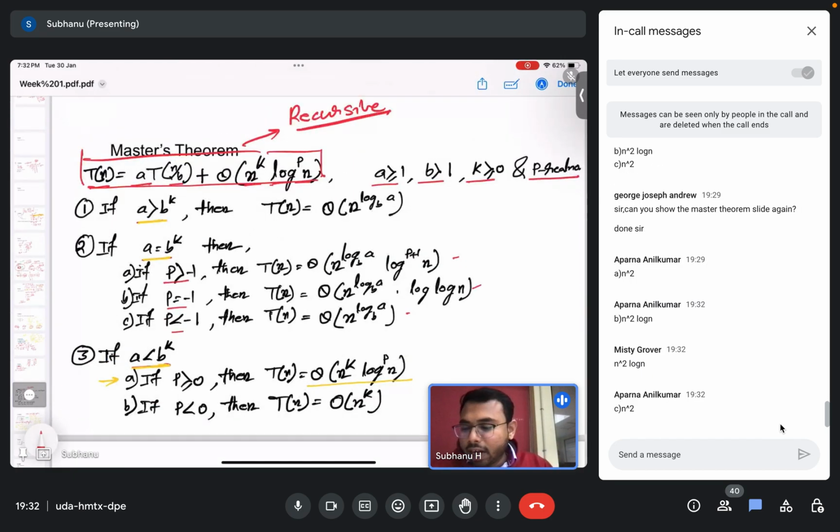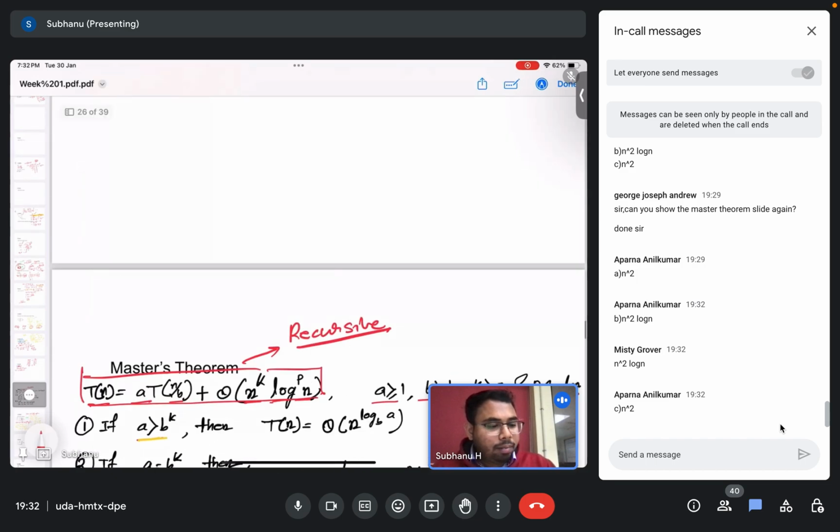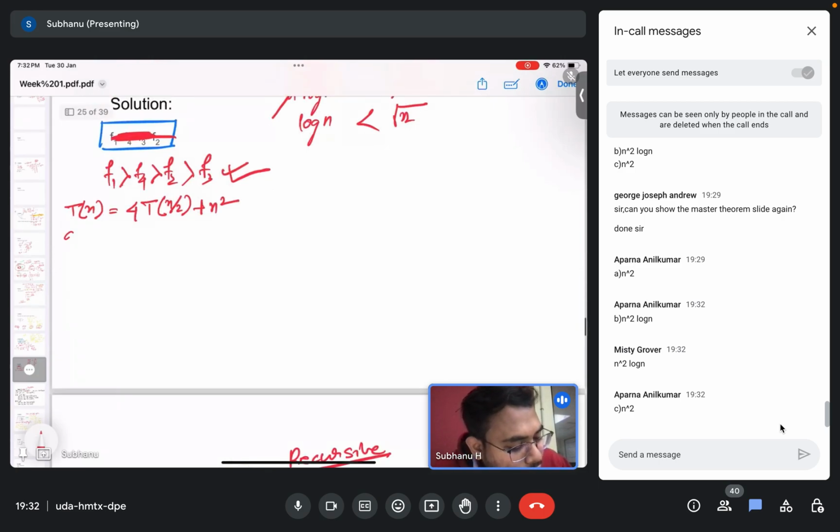First we will write the values of a, b, k and p. So the a value is 4, the b value is 2, the k value is also 2, and the p value is 0. Now what do we have to check?